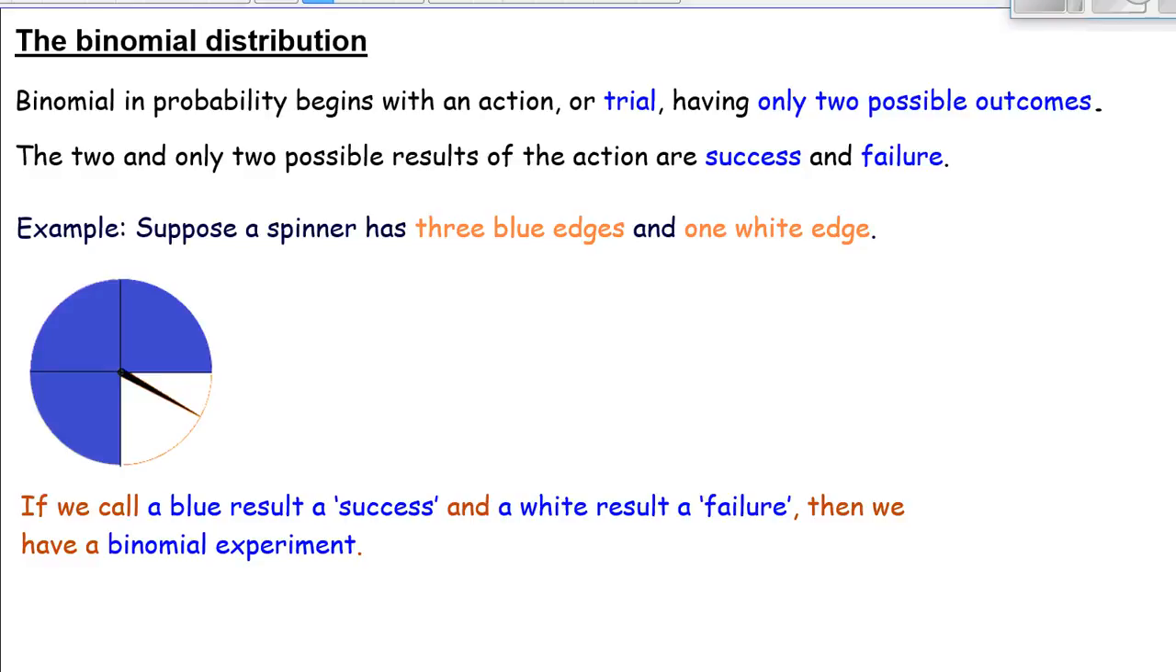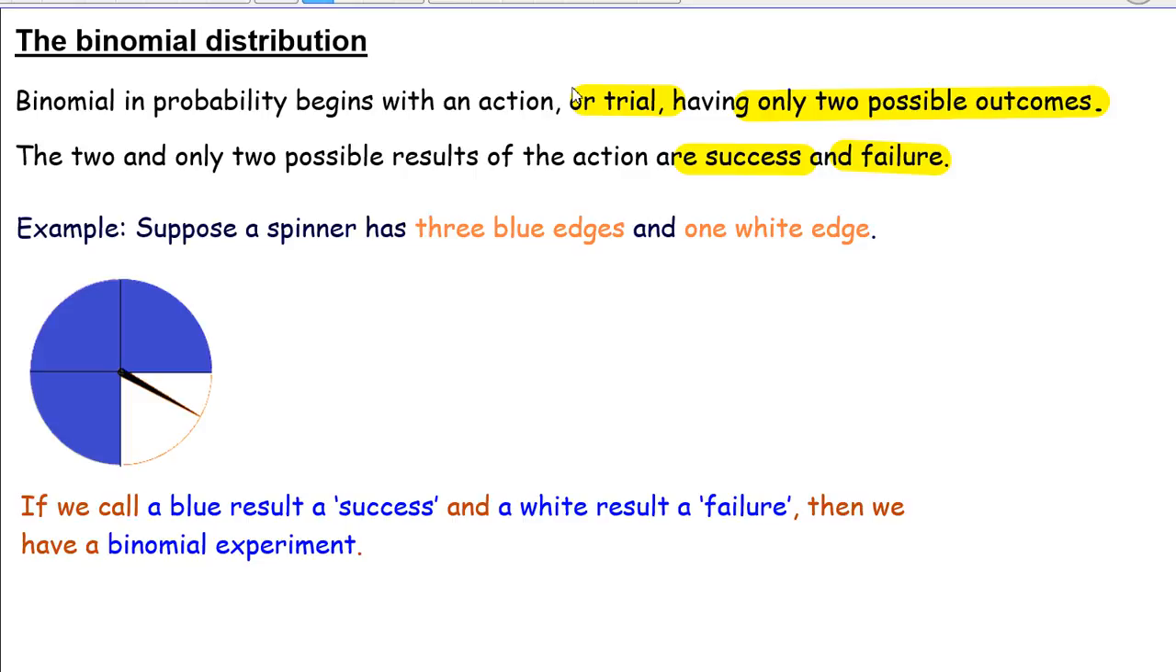In this video, I'm going to discuss binomial distribution. Binomial in probability begins with an action or a trial having only two possible outcomes. The two and only two possible results of the action are success and failure.